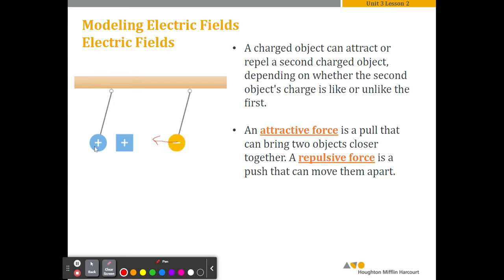There's a repulsive force between the positive cube and the positive ball, so you can draw a force vector to show that. And you could also show the forces on the cube, because remember, every action has an equal and opposite reaction. So if the cube pushes or pulls on the ball, then the ball pulls or pushes on the cube with the same amount of force.